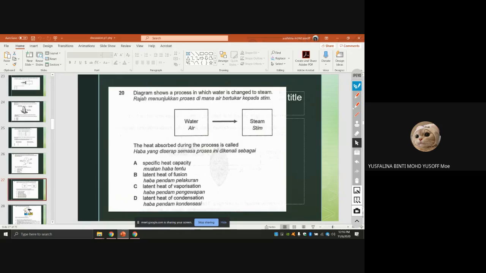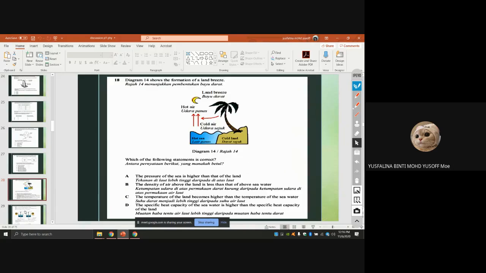Okay. Alright, number 28. Diagram 14 shows the formation of a land breeze. Which of the following statements is correct? A: the pressure of the sea is higher than the land. No. For B, the density of air above the land is less than that of above sea water.